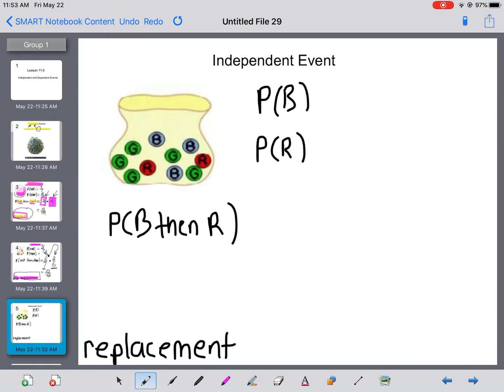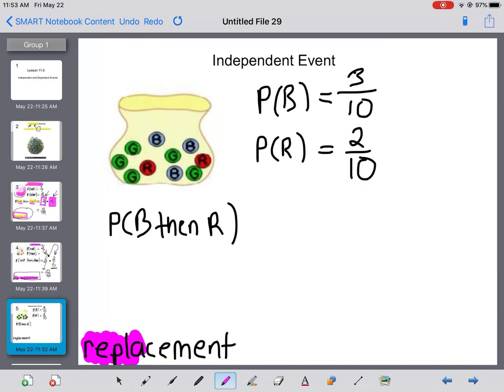So let's try that again with a couple more. So let's do another bag of marbles. Blue and red again, but now there's different things going on. So I always just start with, okay, what's the probability of blue? It's 3 out of 10. Probability of red is 2 out of 10. So this is an independent one. I am going to replace the marbles.